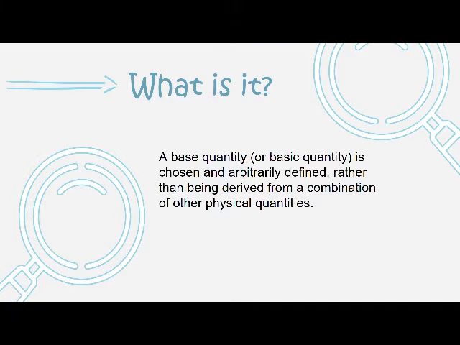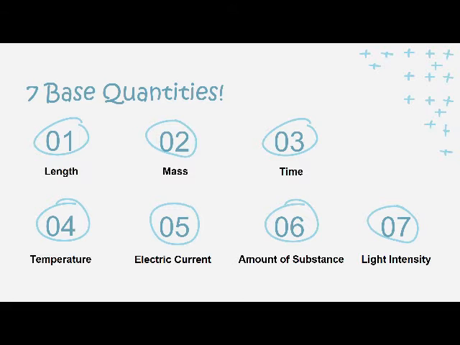There are 7 kinds of basic quantities. First, length, second is mass, third is time, fourth is temperature, fifth is electric current, sixth is amount of substance, and seventh is light intensity. We will learn them one by one.